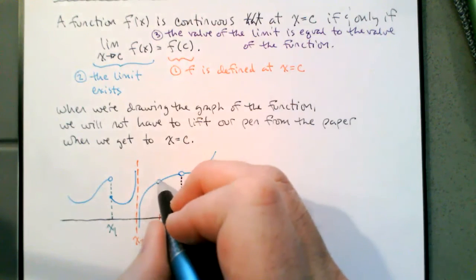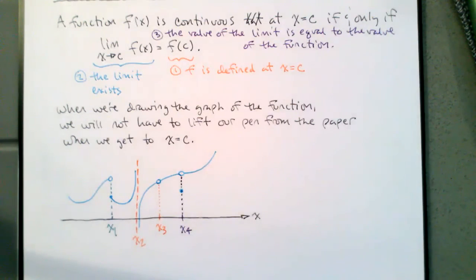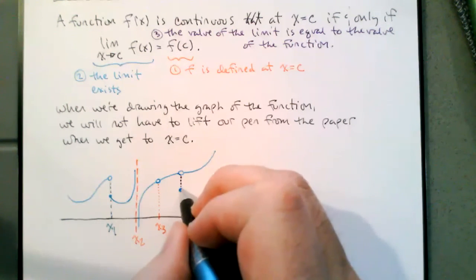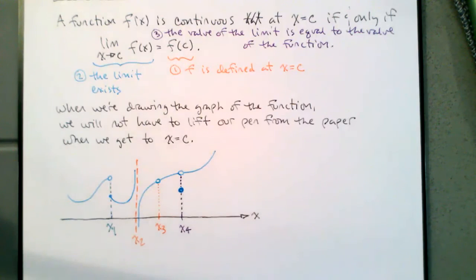Even at x3, where we had this circle, that circle represents a gap where the pen jumped. At x4, the value of the function is way down here. There's a blue dot down there. So it can be defined and discontinuous. Yes, there are three things that are required for continuity. The function must be defined, the limit must exist, and the value of the limit must be equal to the value of the function. And each of these 4 points misses one of those pieces.